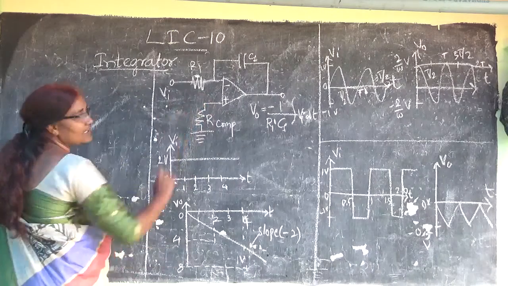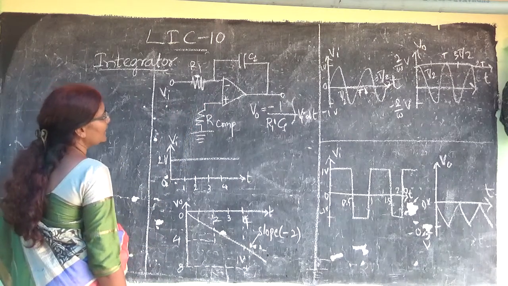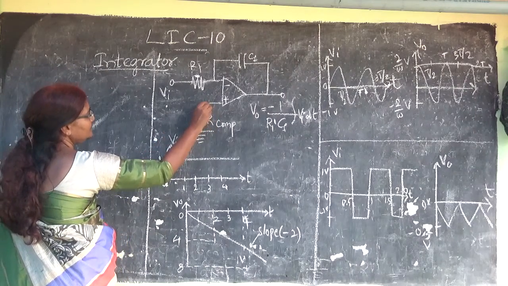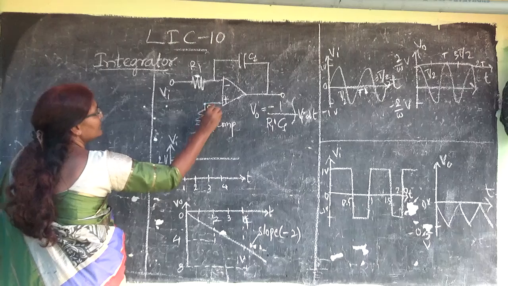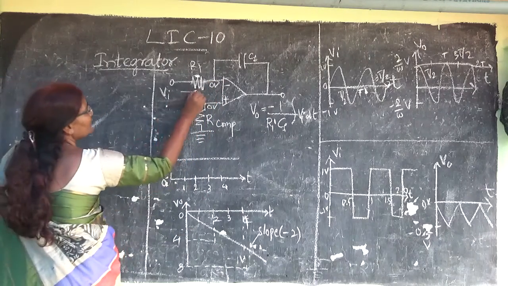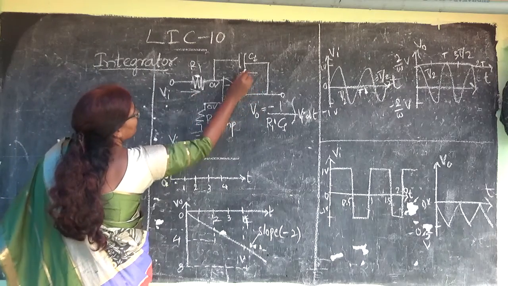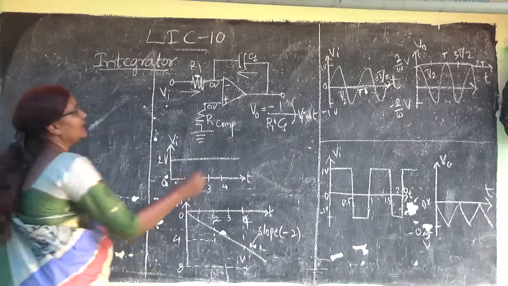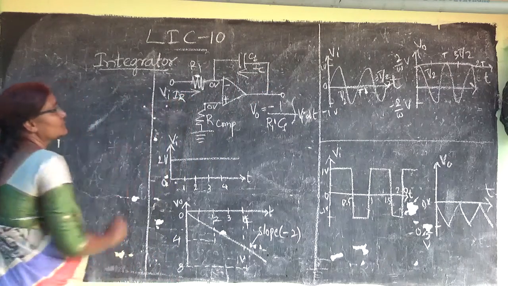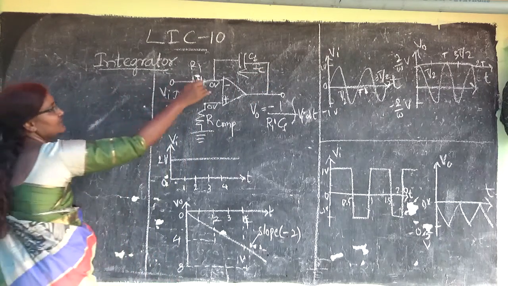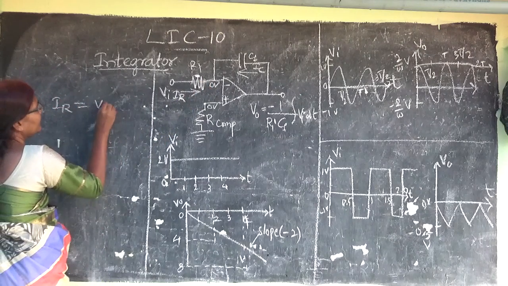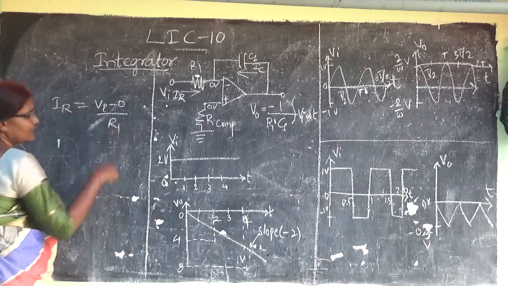So this is nothing but a low pass filter. Here we can observe, and in the same way we can do the analysis. Here 0 volts, so here also 0 volts will be there. So some current is flowing inside, and I am taking some current is coming in this circuit. So let this be IC and this be IR. So both the currents are entering into the junction. So IR is equal to VI minus 0 by R.